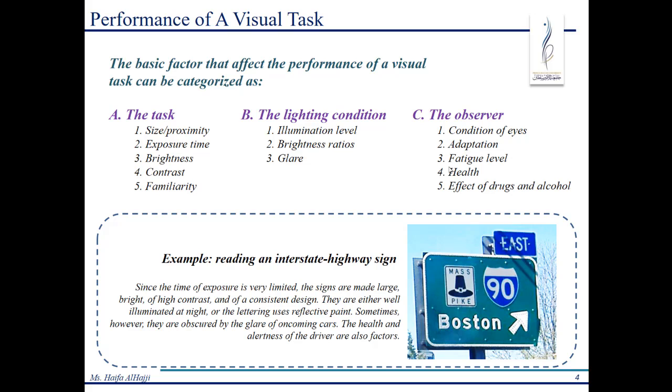And as we can see in here, the factors that affect the observer are, in general, determined by the observer's age, by his health as well, and by his condition. Did he get enough sleep or not? As we can see, adaptation conditions, all these are related to the observer's health, let's say. So as we can see in here, we have an example of a street sign, a highway sign.